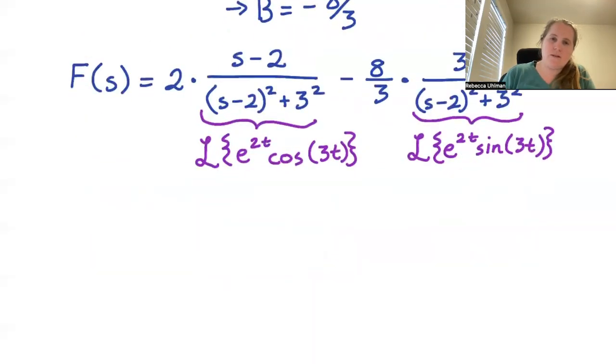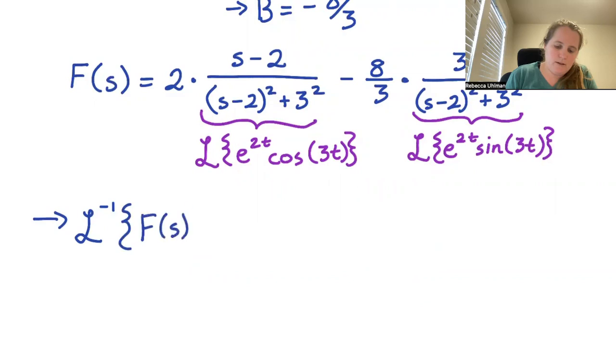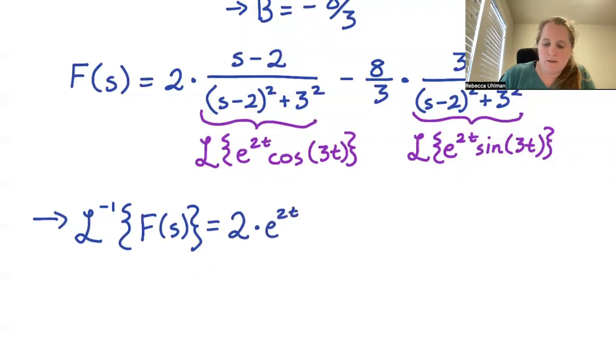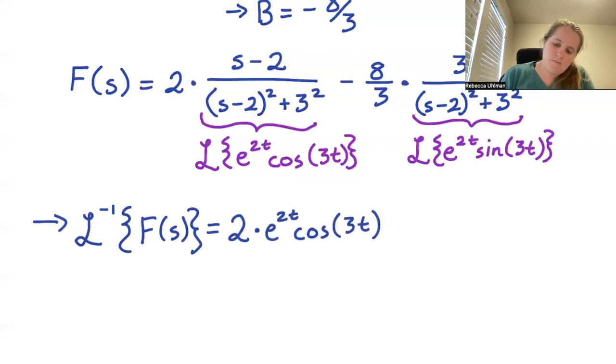So when we go to take our inverse Laplace transform, we have that the inverse Laplace transform of capital F(s) is 2 times e to the 2t cosine of 3t minus 8/3 times e to the 2t sine of 3t.